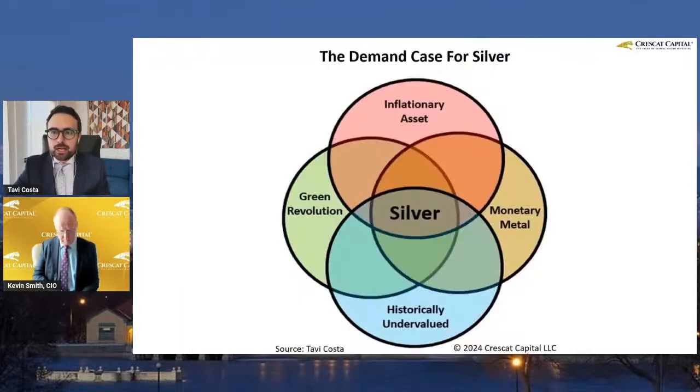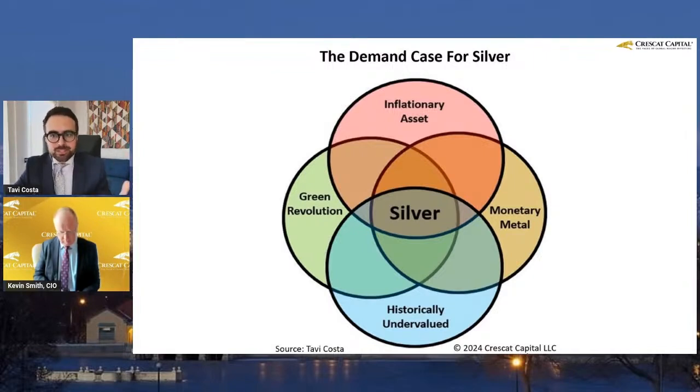I'm almost done. I think it might be my last chart. If not, there's two charts or so. But this is such an important reminder of the case, just a simple way to explain the demand case for silver, which we get asked so many times. Silver is an inflationary asset. People have forgotten that silver used to be a monetary metal, and it still is. Although it's an industrial metal, or a monetary metal with industrial properties, it also has properties from a monetary perspective. It used to be used as a currency in the past, and certainly it should be seen as a monetary metal today. And we know that it's historically undervalued just by analyzing silver prices relative to money supply.